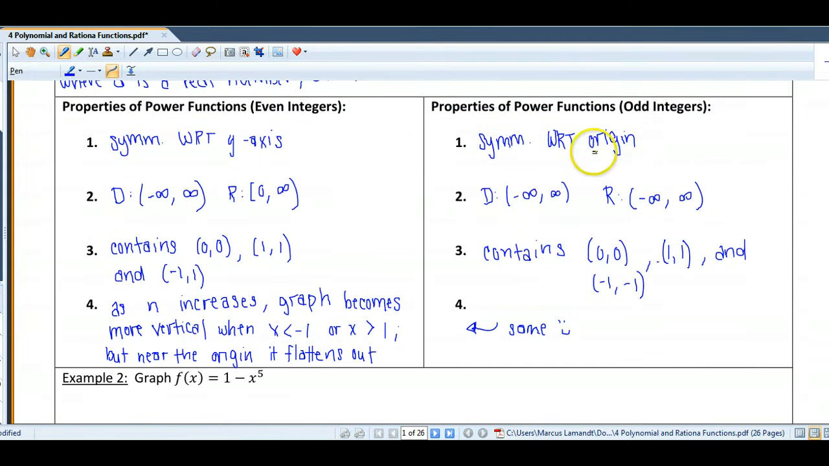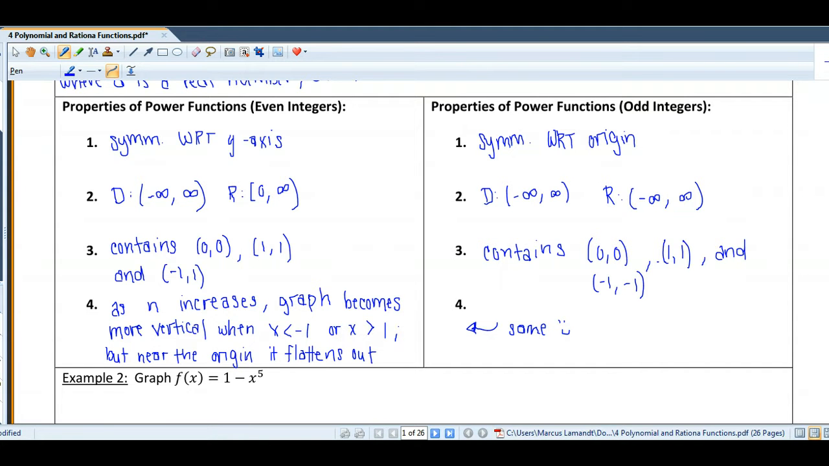When you have an odd integer, you're going to have a graph that's symmetric with respect to the origin. The domain and the range will both be the set of all real numbers, and it will contain (0, 0), (1, 1), and (negative 1, negative 1). And the same thing. Okay?